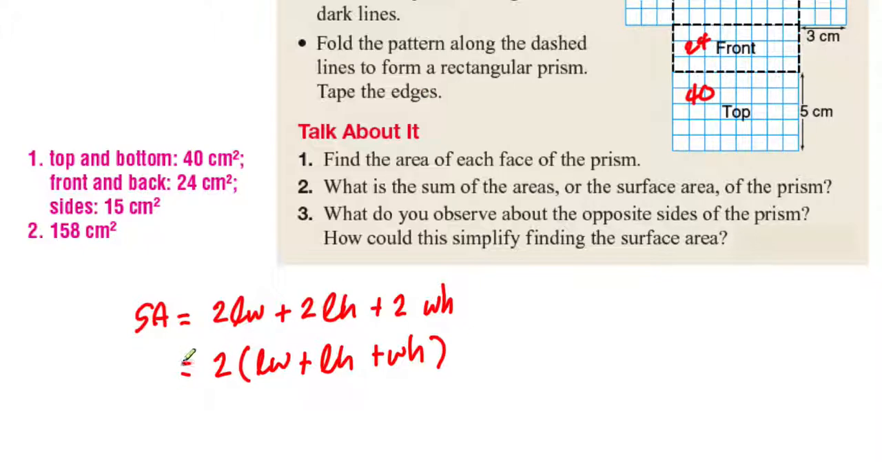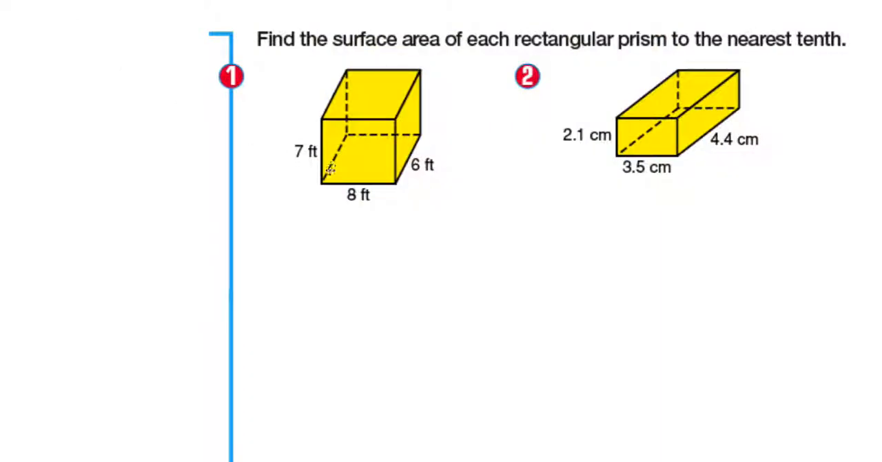Okay, so two formulas I gave you, this one and this one, both of them will work. Let's see how we use this in example number 1. You have a rectangular prism with 7 feet, 8 feet, and 6 feet. Our height is 7 feet, width is 8 feet, and our length is 6 feet. So let's use the formula on the left. Let's write down the formula.